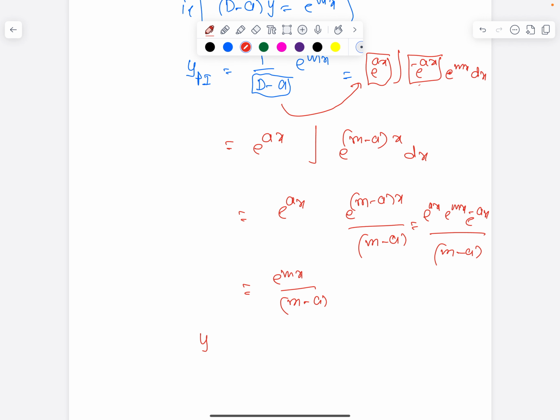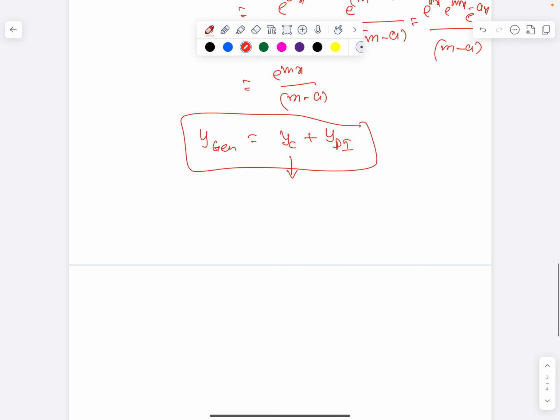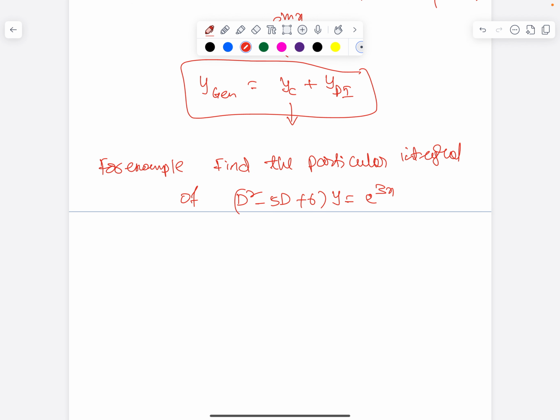Then you are writing y general solution is equal to yc plus yPI. This completes your problem. If the problem is neither an initial nor a boundary value problem, this is done. Otherwise, you have to fix the arbitrary constants that are present in the yc part, the complementary solution. So for example, find the particular integral of (D square minus 5D plus 6) y is equal to e^(3x).